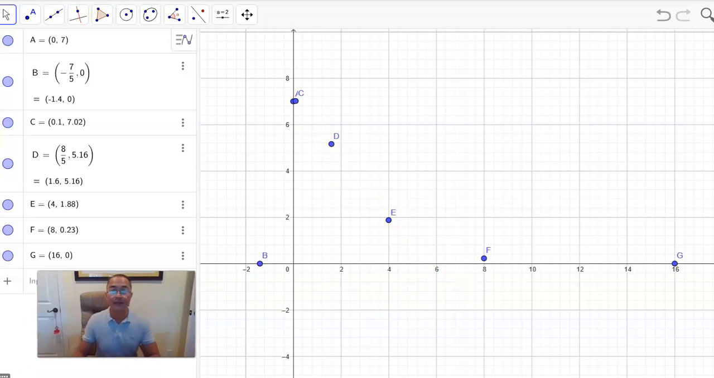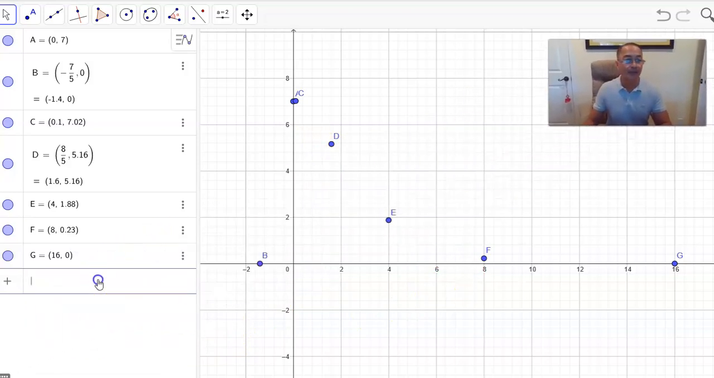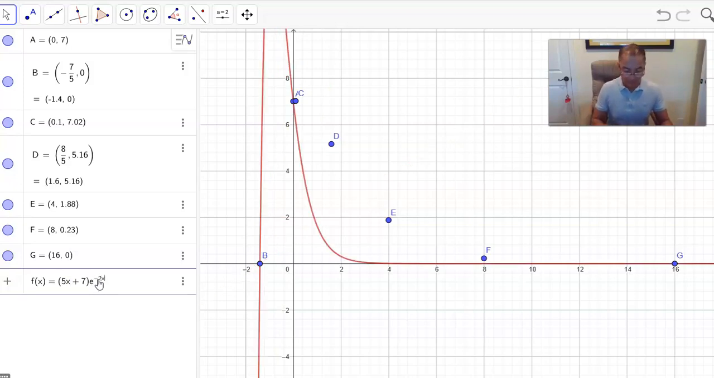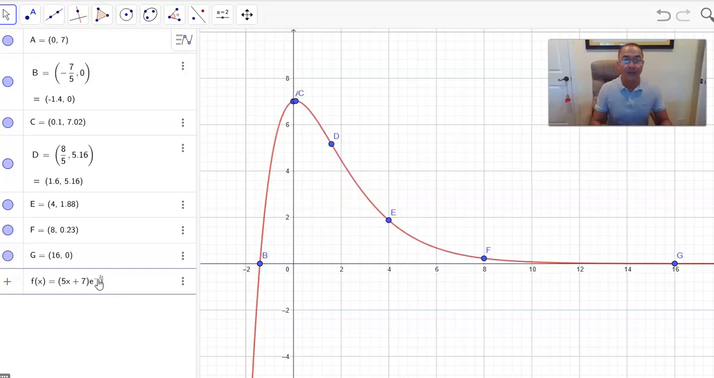Okay, so now let's make it official. Let us plot the function. f of x is 5x plus 7 times e to the negative 2/3 x, minus 2x over 3. Oh, okay, so there you go. That is the correct graph of our function.